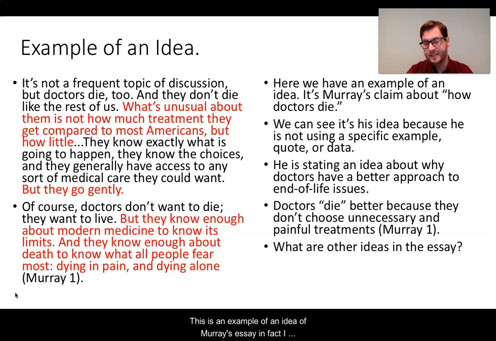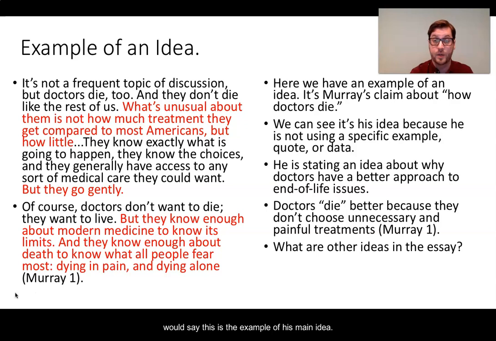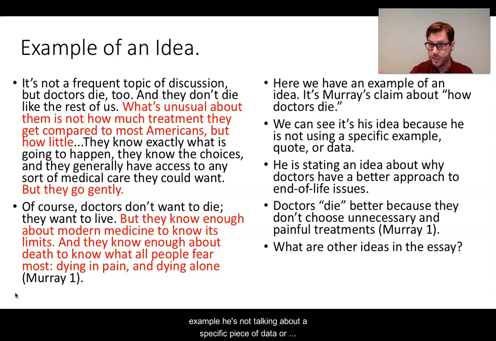So, this is an example of an idea of Murray's essay. In fact, I would say this is the example of his main idea, his overall point and why he wrote the essay. All right? So, as we can see, this is his idea because, as you notice, he's not really talking about a specific example. He's not talking about a specific piece of data or anything like that. He's making a broad, strong claim about why doctors die and how doctors die in terms of how it relates to other people.